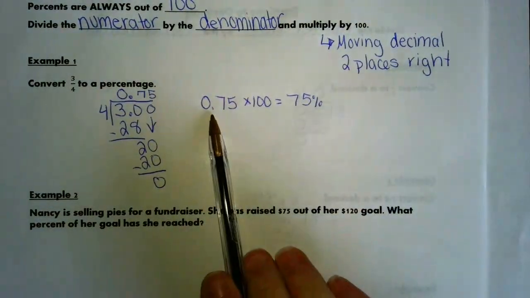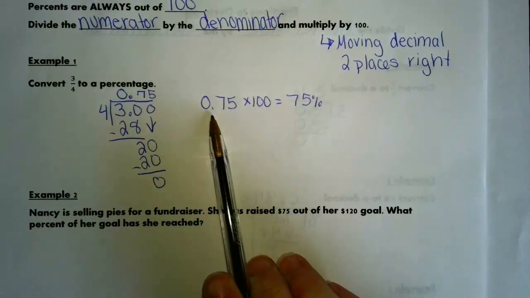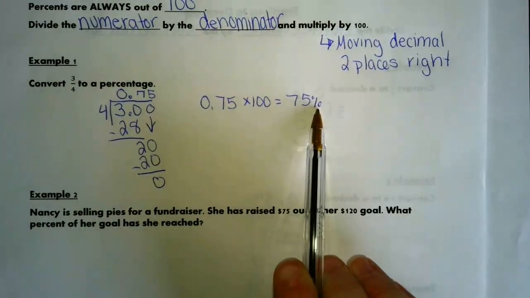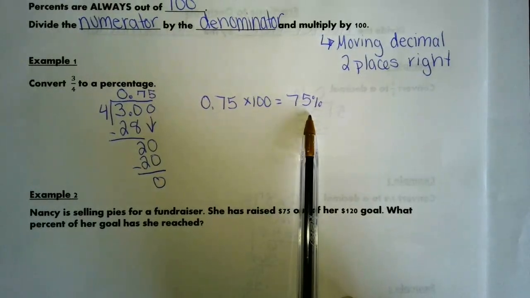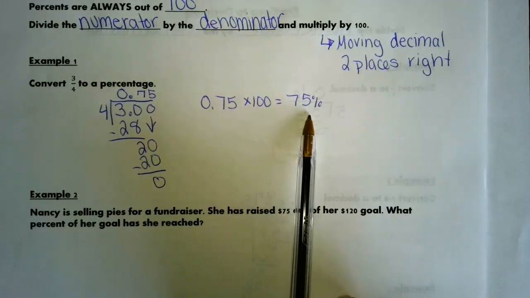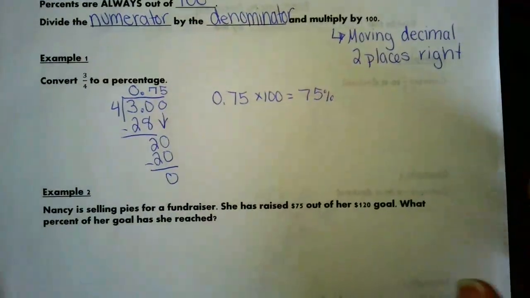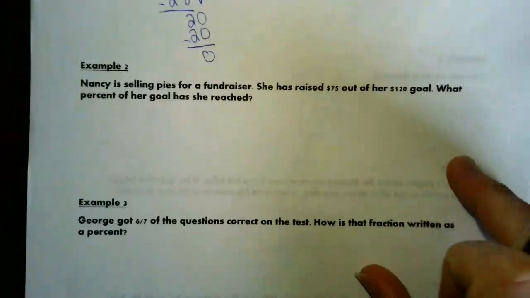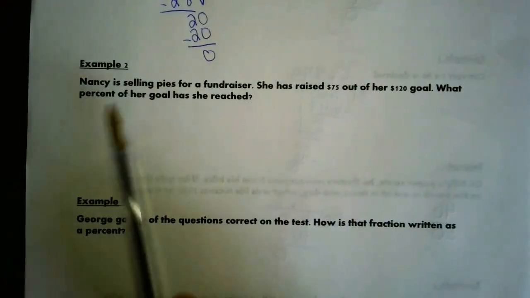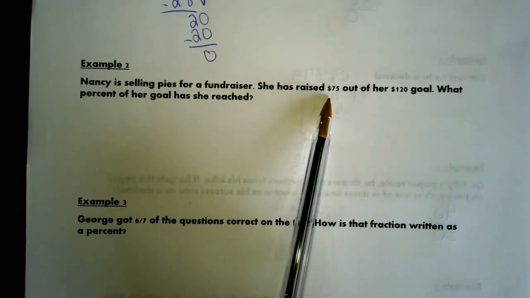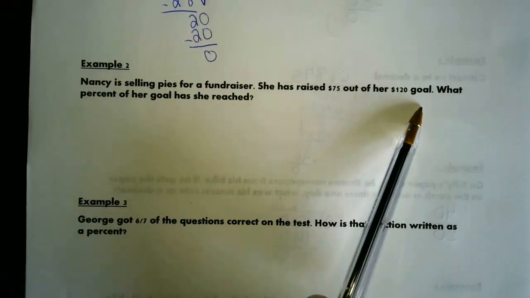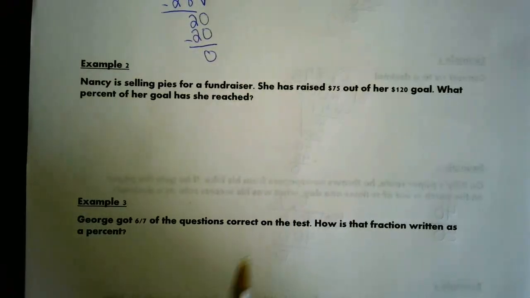So if you see this, it was here. You move it twice by multiplying by 100, and it ends up behind. If it asks for a percentage, make sure you put a percent symbol in your answer. So the next one we have is 2 word problems. Nancy is selling pies for a fundraiser. She has raised 75 out of her $120 goal. What percent of her goal has she reached?